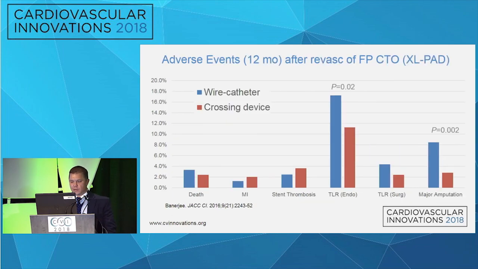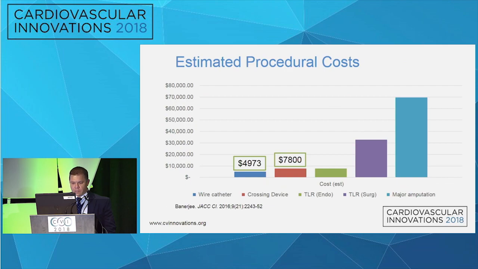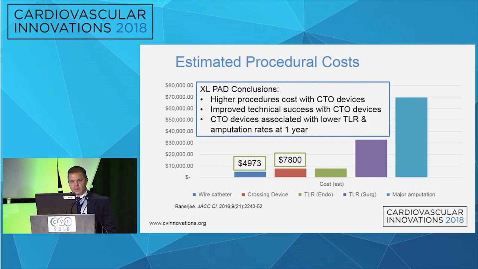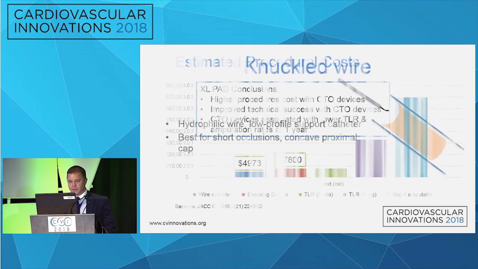However, late TLR and major amputation did tend to be worse and higher at 12 months with the wire catheter approach from the start. So in general, the wire catheter approach, as I've shown earlier, is perhaps a more cost-effective strategy in the lab, but maybe not when considered long-term. And certainly we want to avoid late revascularization and, of course, major amputation. So what I took from the XLPAD registry is there are higher procedural costs with these devices, although perhaps improved success, and they deserve a thought. And these devices may be associated with lower TLR and amputation rates at a year.